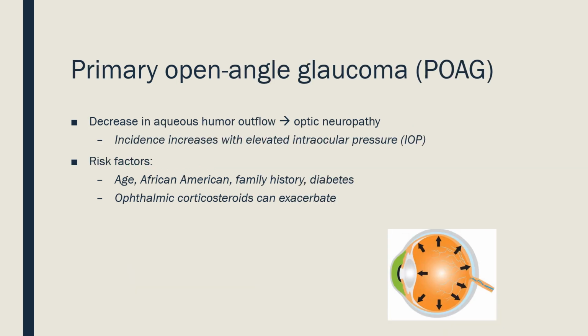Primary open-angle glaucoma is caused by a decrease in aqueous humor outflow that leads to optic neuropathy. Incidence of POAG increases with elevated intraocular pressure. However, the patient does not have to have increased IOP in order to have glaucoma. Risk factors include age, African American race, family history, and diabetes. Ophthalmic corticosteroids can exacerbate POAG.